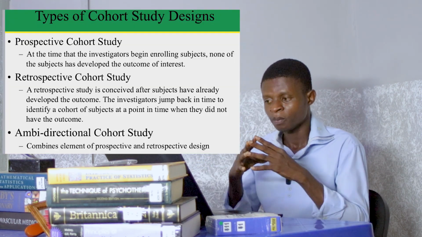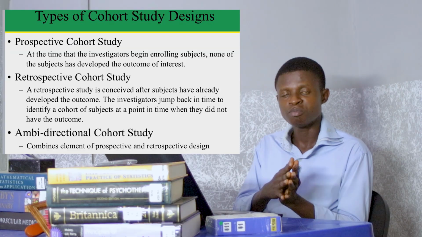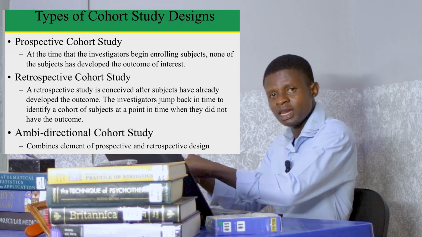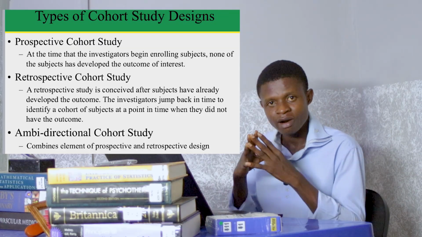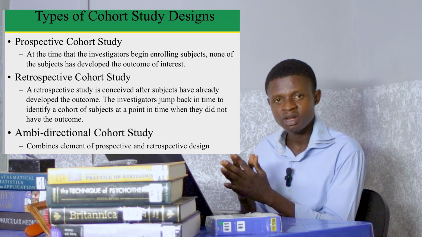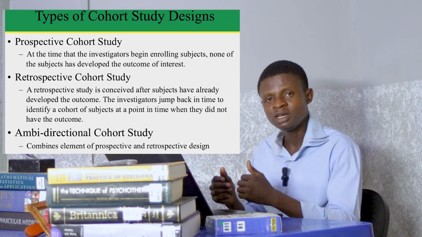So in cohort study, we have three types of cohort study designs. We have the prospective, into the future, and then retrospective, to the past, and then ambidirectional. With the ambidirectional, you are looking into the past and then into the future at the same time. So that is ambidirectional.